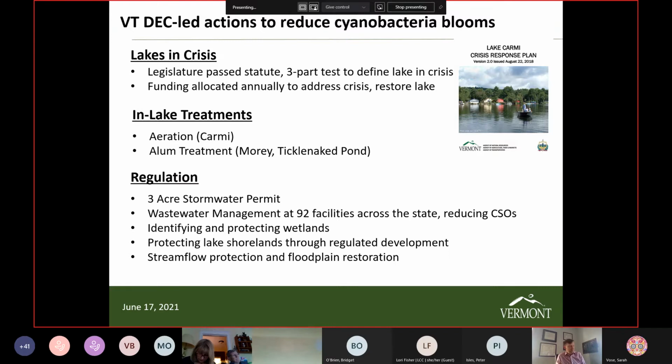And finally, I would be remiss if I didn't mention the regulatory aspect of our work to reduce phosphorus pollution to our water bodies, and a few examples of how regulations work hand in hand with our efforts to improve water quality are here. The 3-acre stormwater permit to reduce stormwater runoff from impervious surfaces, ensuring that wastewater is managed properly at 92 facilities across the state, our efforts to reduce combined sewer overflows, and then protection of key water resources across the state: wetlands, lakes, and stream banks and floodplains.